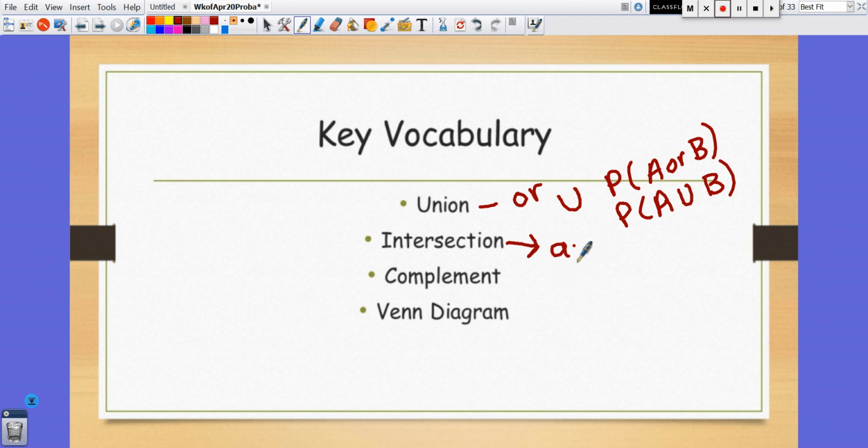Intersection means and. If you think about intersection, it means where they both meet. That's what the word intersection means. And here's how I remember it: and has that N in it. So here's the symbol. It looks like an N. So you do the probability of A and B, or the probability of A and B. They can write it either way.